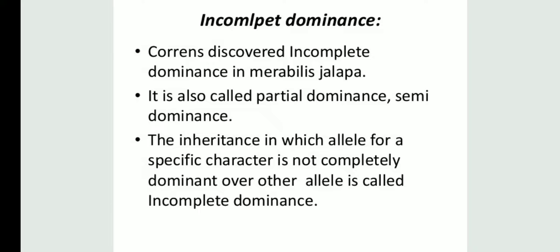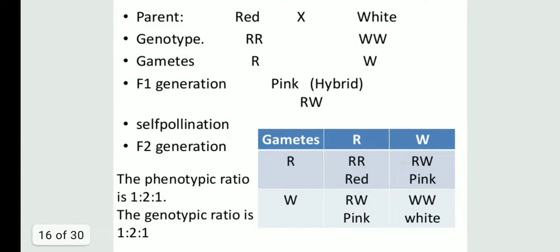So when experiments on peas were repeated using other traits in other plants, it was found that sometimes the F1 had a phenotype that did not resemble either of the parents and was in between the two. Students, the inheritance of flower color in the dog flower, snapdragon, is a good example to understand incomplete dominance. It is the inheritance in which the allele for a specific character is not completely dominant over the other allele, and the result that we are getting is between the two. So it is a mixed-up kind of thing.